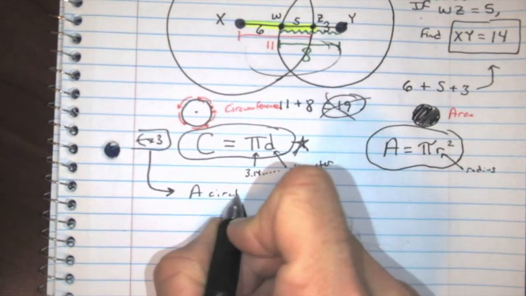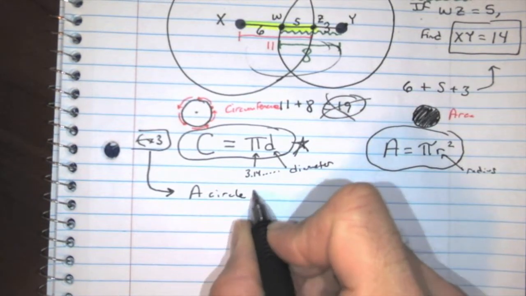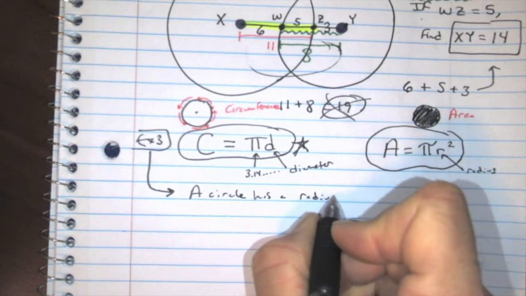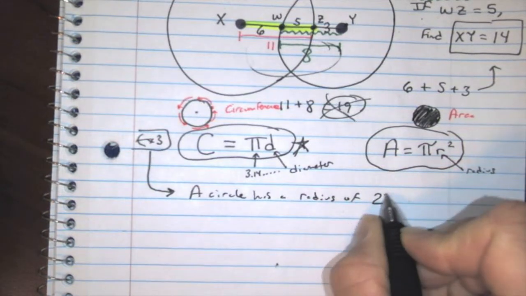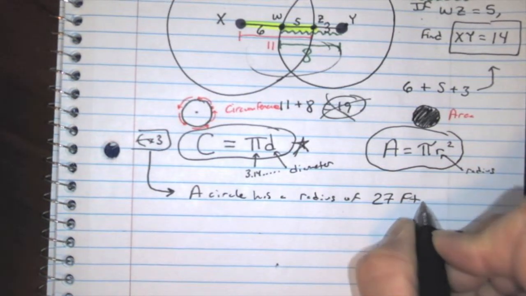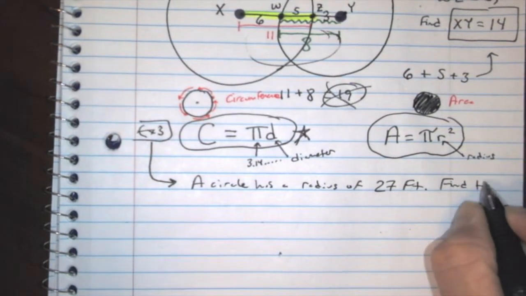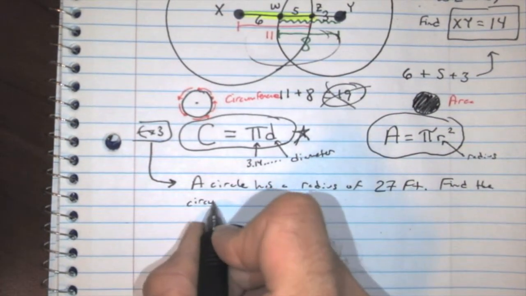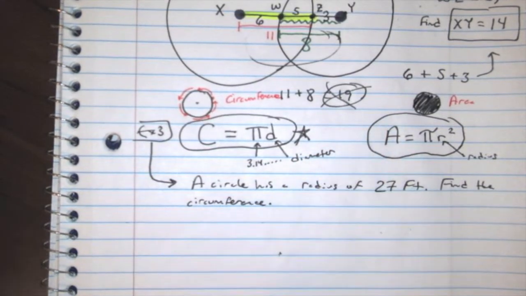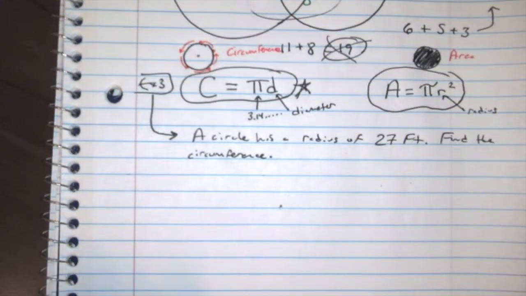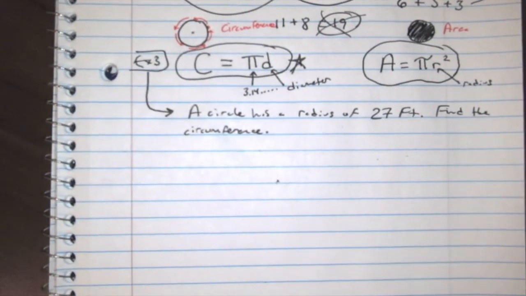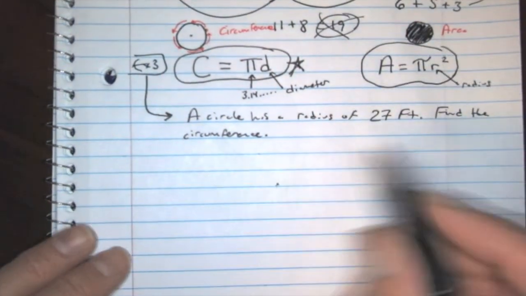Okay, a circle has a radius of 27 feet. I'd like you to find the circumference. Circle has a radius of 27 feet. Find the circumference. Nothing crazy here. I'm not even going to draw a picture. You don't want to see my circles drawn. I can't draw circles anyways.